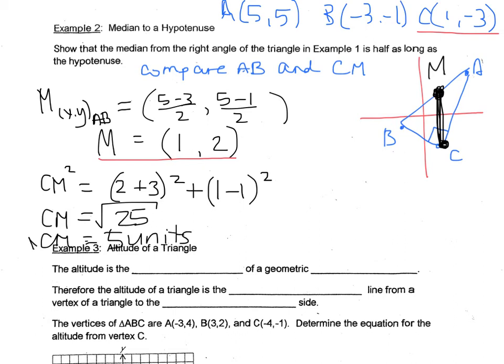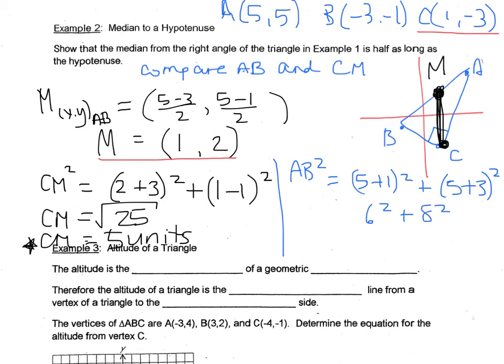Now we're going to compare that length with the length of our hypotenuse, which is AB. I'll do that one over here in blue. So AB squared is equal to rise, 5 minus negative 1 squared, plus the run, 5 minus negative 3 squared, which equals 6 squared plus 8 squared. So AB is going to be the square root of that total. 36 plus 64 is 100. So AB is equal to 10 units.